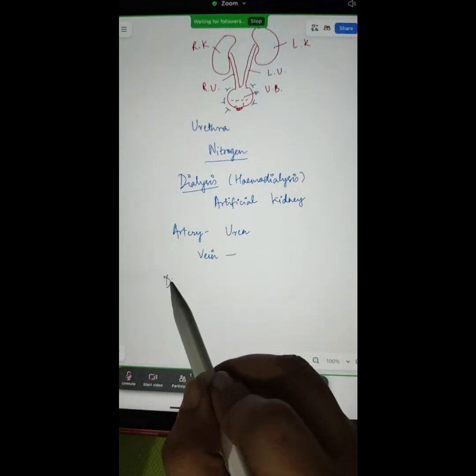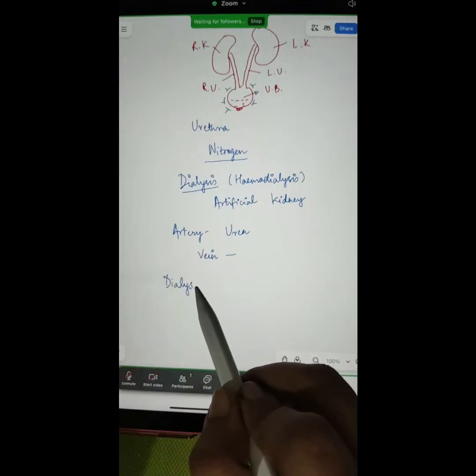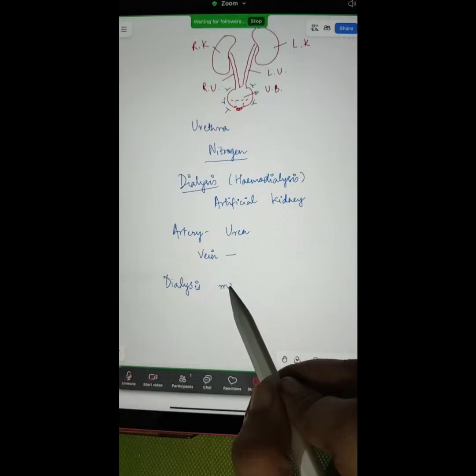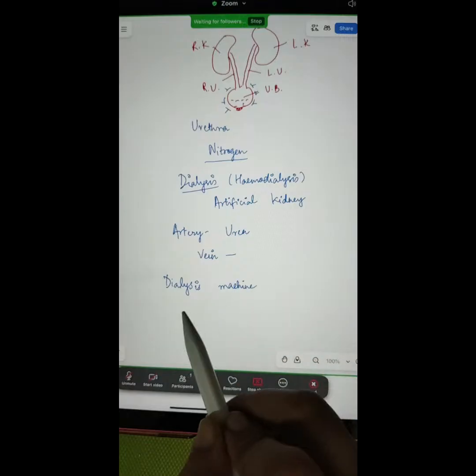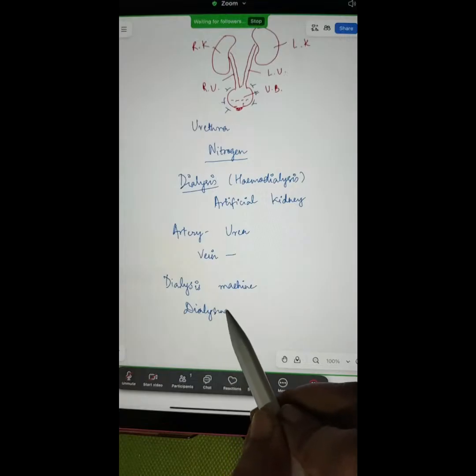So dialysis will be done in a dialysis machine. We can keep it simple, dialysis machine, and it uses a fluid which is known as a dialyzing fluid.